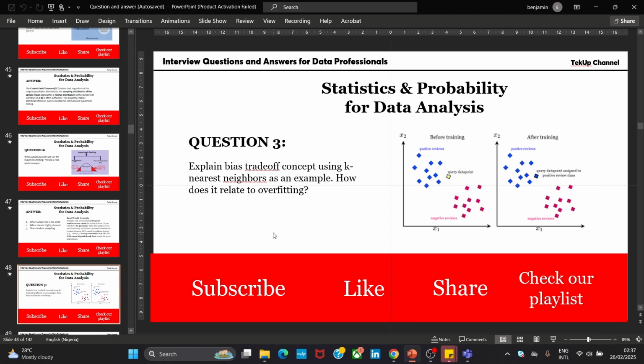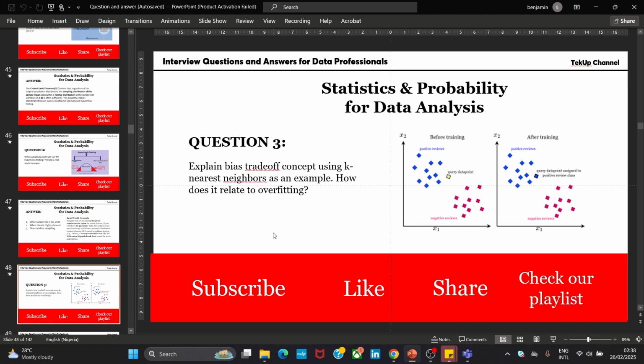Now, one thing you need to understand is that when K is small, that means when K is equal to 1, the model has a low bias. Why? Because it closely fits the training data. When a model closely fits the training data, it simply means that each point's nearest neighbor is itself.